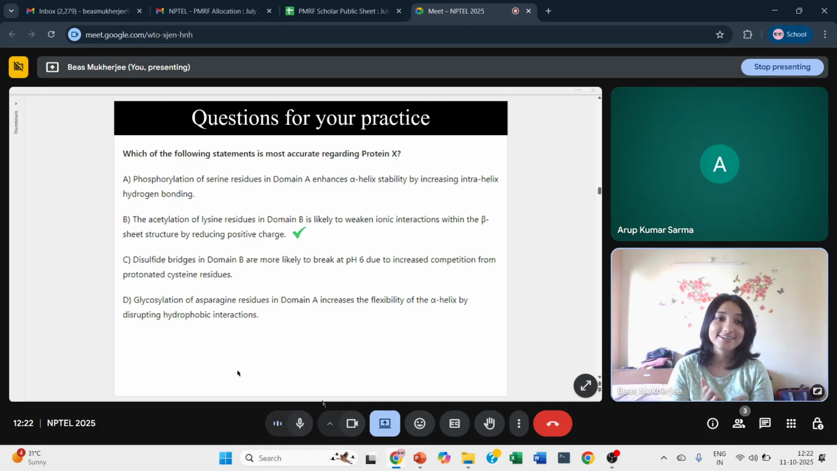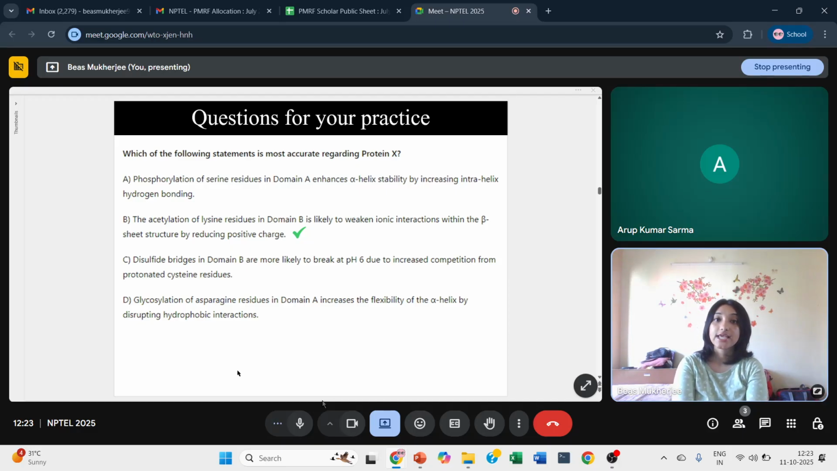Now, the answer is unfortunately already there on this slide. So no problem, we'll look at it. Option A is phosphorylation of serine residues in domain A enhances alpha helical stability by increasing the intrahelix hydrogen bonding. Option B is acetylation of lysine residues in domain B is likely to weaken the ionic interactions within the beta sheet structure by reducing positive charge.